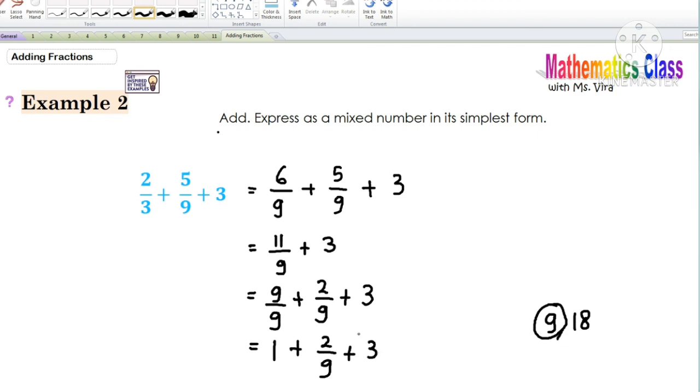We add the whole numbers first. 1 plus 3, 4, then plus with the fraction 2 over 9. So the answer is 4 wholes and 2 ninths.